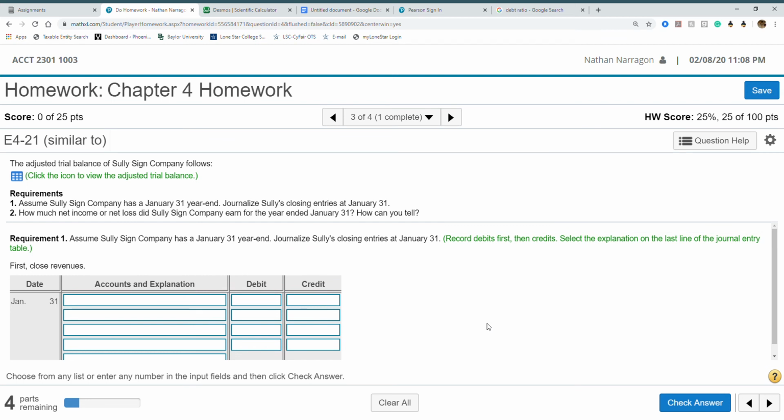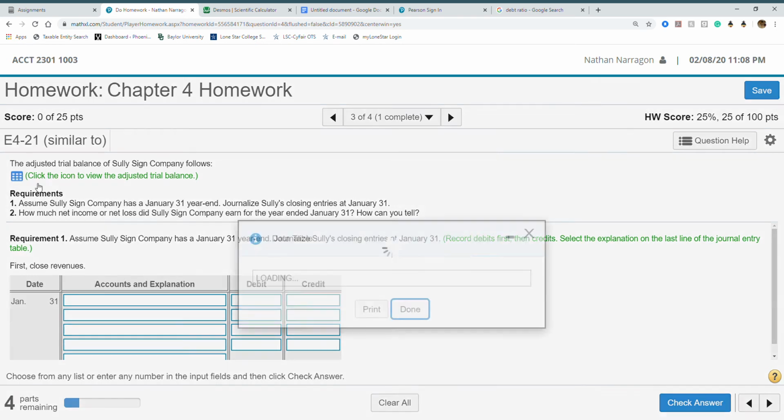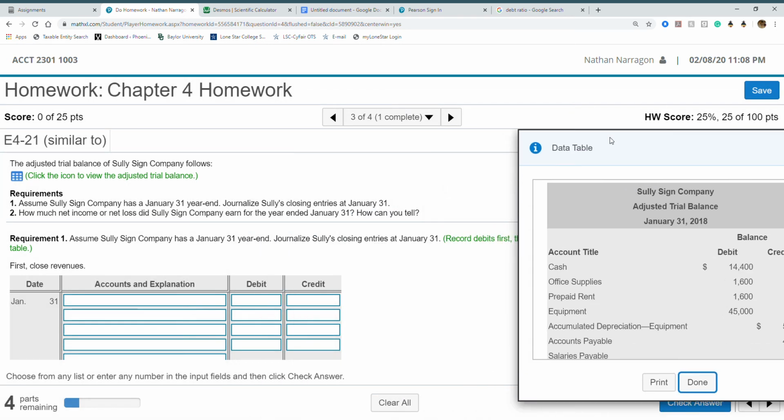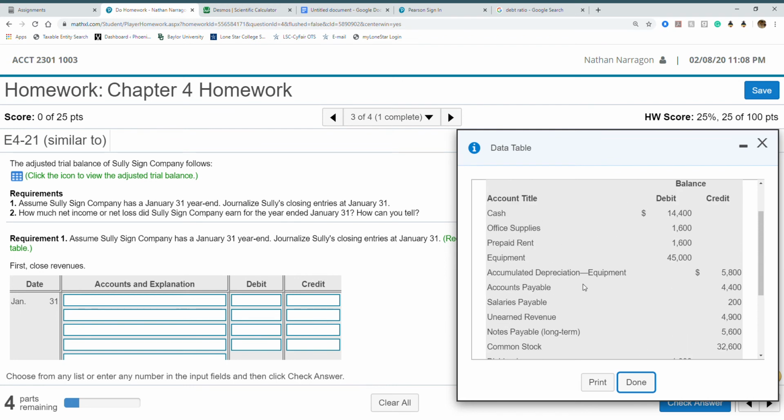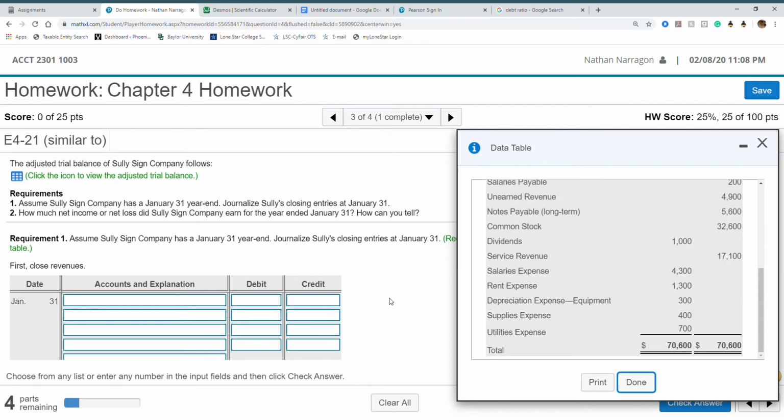Okay. So right here, we have again the adjusted trial balance. So here's our adjusted. And now we're going to make our closing entries. Remember, there's 4 transactions. One is always we close revenue first. Second, we close out expense. Third is always income summary. And then fourth is dividends. So let's go first, closing revenues.